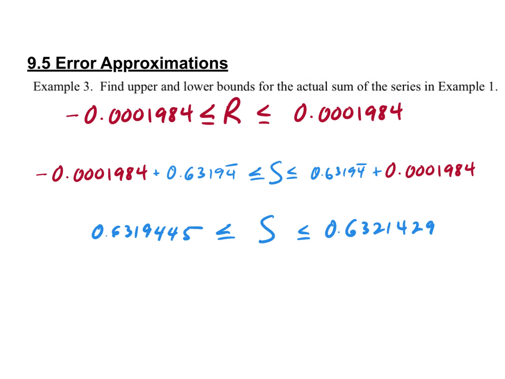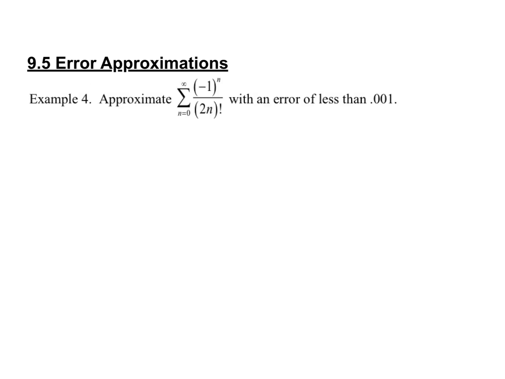Let's do another one. Example 4. So here's what I'm talking about. It's saying approximate the series with an error of less than 0.001. So you have to figure out how many terms you have to add until your error gets less than that. Now, one of the things that's really important with these problems, because there's going to be a lot of fractions, is that this is 1 over 1,000.